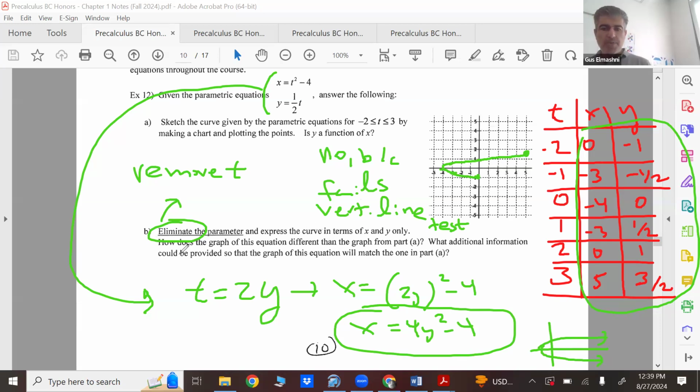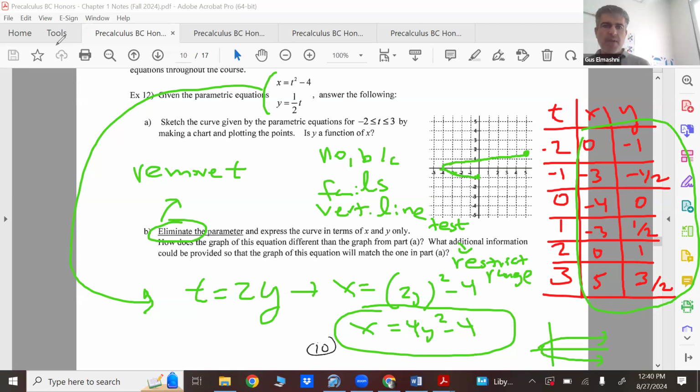What additional information could be provided so that the graph of this equation will match the one in part A? You need to restrict the domain. Oh, sorry, the range. That's what I meant to say. Right, right. So additional information. Yeah, you want to restrict the range. Exactly right.